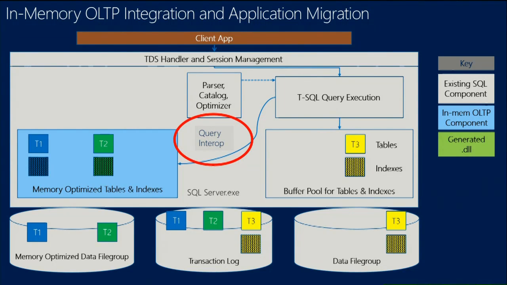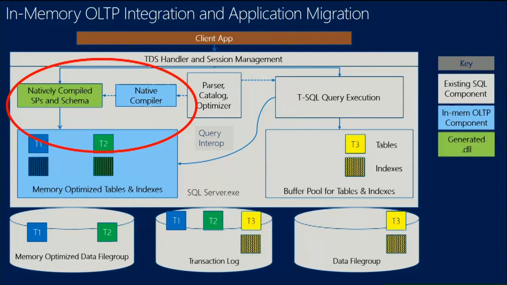Then we have a feature called query interop, which is used to query the memory optimized tables using the regular T-SQL query execution engine. This integration occurs at a fairly low level, at the index scan, index seek level. This means that you can practically write any T-SQL query that has both in-memory tables and disk-based tables in the same query, and the execution engine will take care to compose the results correctly.